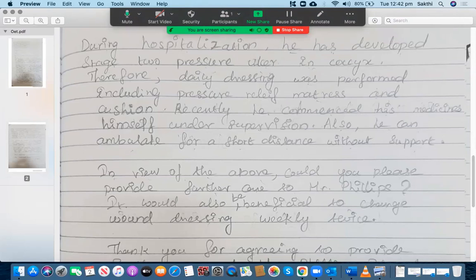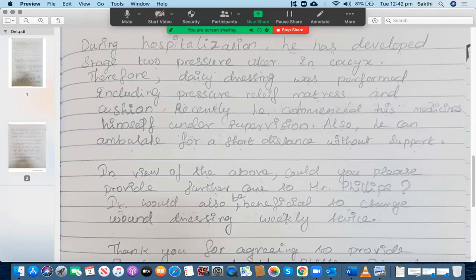Therefore, daily dressing was performed, including pressure relief mattress and cushion. No, I think this is wrong. I think the support from pressure relief mattress and cushion were also provided. I think so, but we need to check this one.